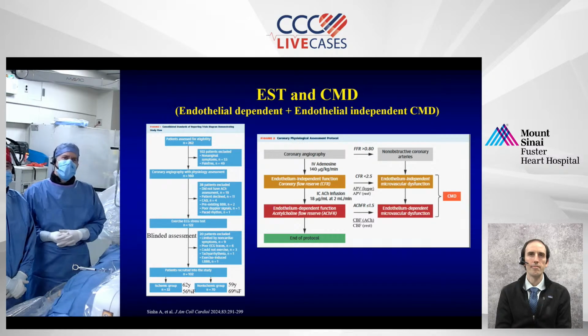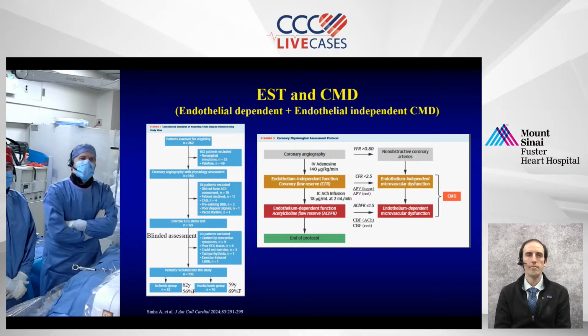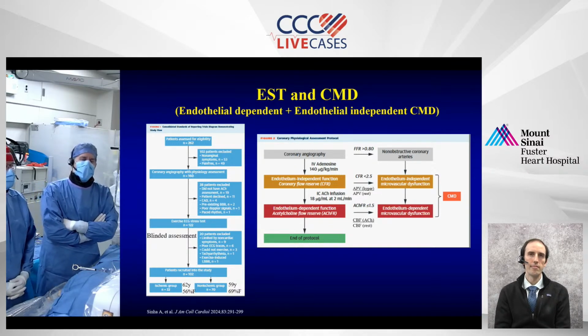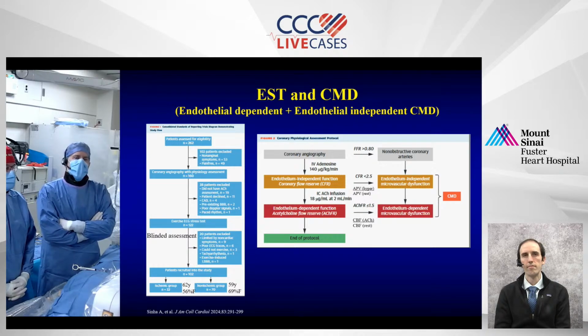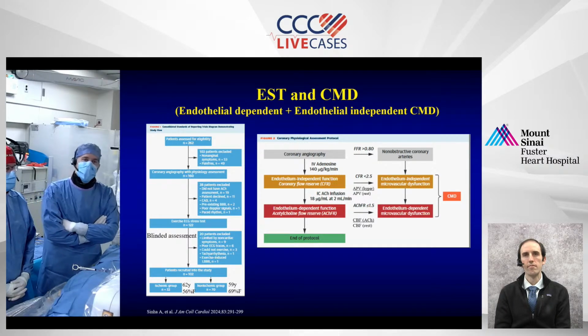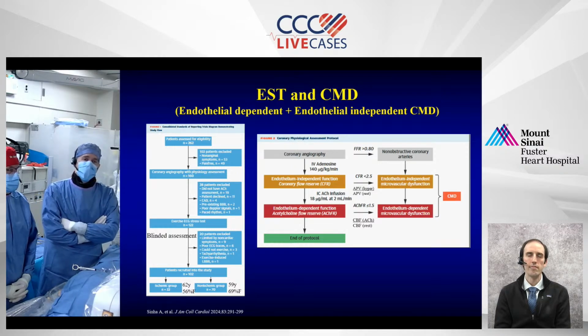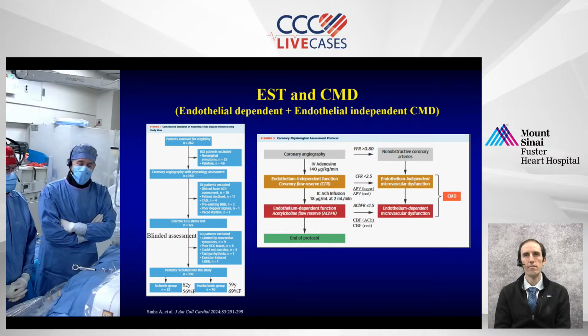The trial design was very interesting. They screened roughly 300 patients presenting with chest pain, and those patients underwent a coronary angiogram. During the angiogram, they defined whether patients had obstructive disease by assessing the FFR. If the FFR was positive, less than 0.8, they were excluded. But if the FFR was greater than 0.8, they went on to the next step, looking at the endothelial-dependent mechanism of coronary microvascular dysfunction.